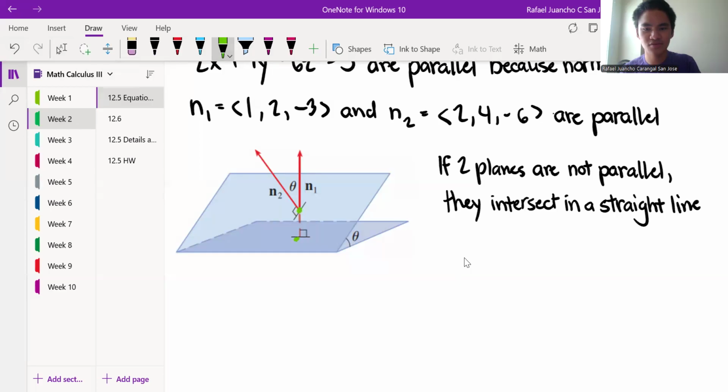Actually, no, I think it means this one. Actually, I'm not sure. I'm gonna have to look at it again. They intersect in a straight line and the angle between the two planes. So the angle between the two planes is defined as the acute angle between their normal vectors.